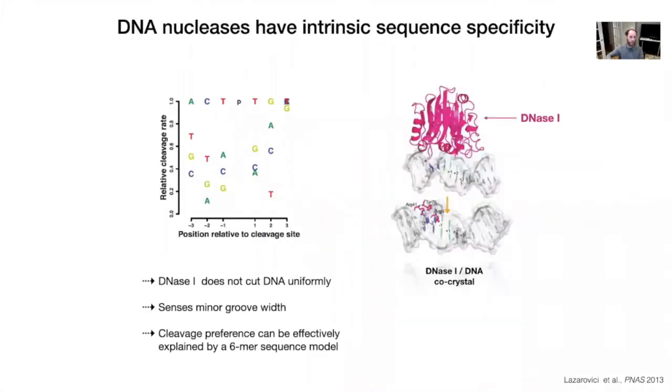A major contributor to the variation in DNase-1 cleavage is that DNA nucleases in general have intrinsic sequence specificity. In other words, DNase-1, for example, doesn't cut uniformly on naked DNA. What we know now is that it senses the minor groove width. And in a collaboration with Harmen Bussemaker and Remo Rohs, we show that the cleavage preference can be effectively explained by a 6-mer sequence model.